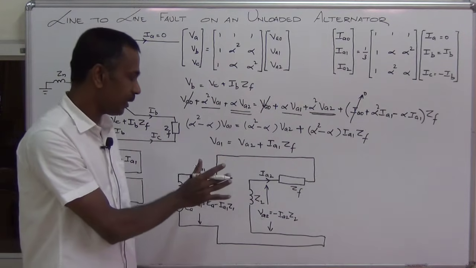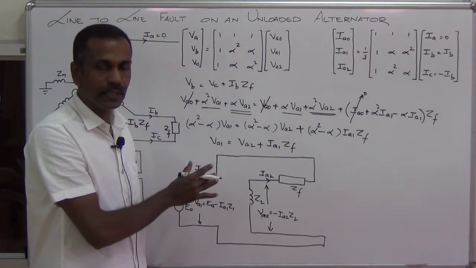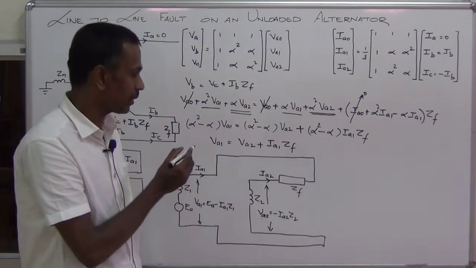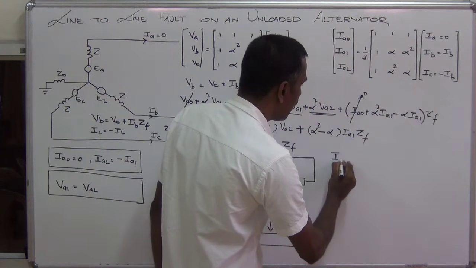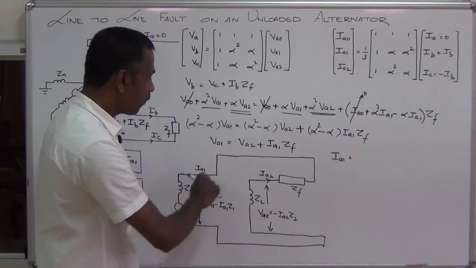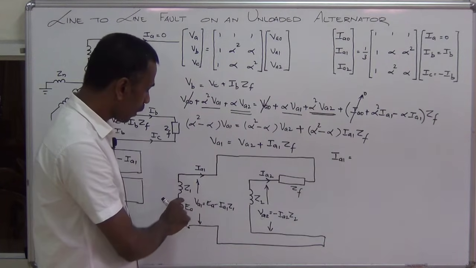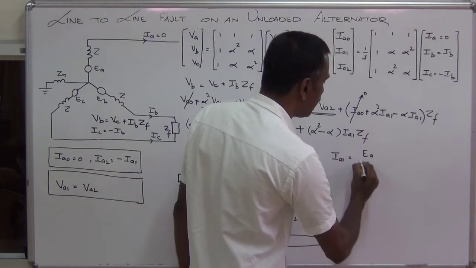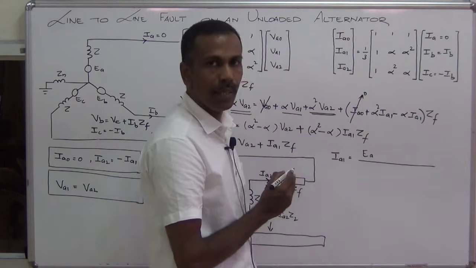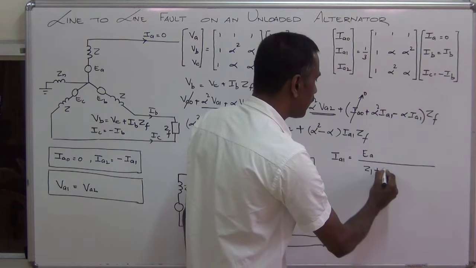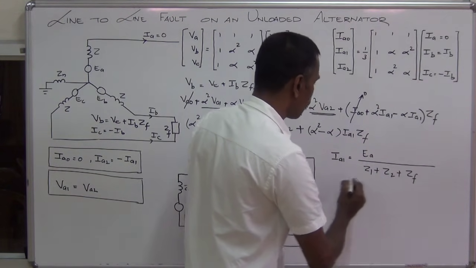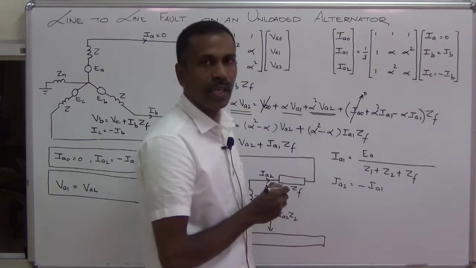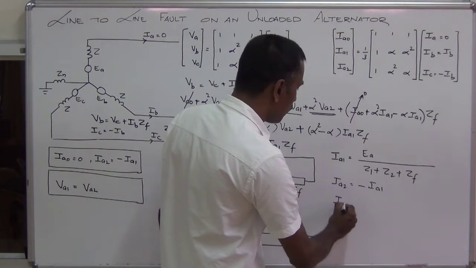Now we have drawn the sequence network. From the sequence network we can easily find out the fault current. Let us first find out the sequence currents. What is IA1? The current flowing through this sequence network equals total voltage divided by total impedance. The total voltage is EA divided by the total impedance is Z1 plus Z2 plus ZF. And IA2 equals minus IA1. For the line to line fault, there is no zero sequence current.